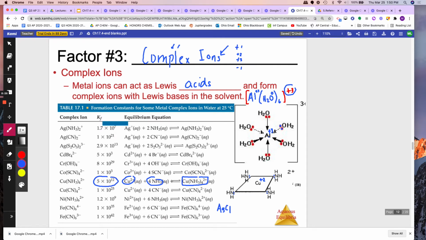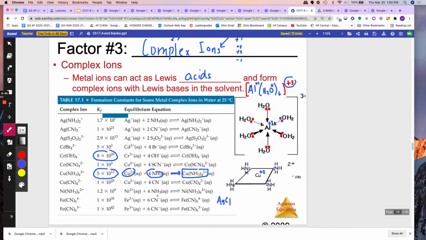That means they really want to be complexed together. They really want to be bonded. All of these, look at that, times 10 to the 29. They really want to happen. So what these do, these are, by the way, called ligands. And in this case, they're donating electrons to these cations.